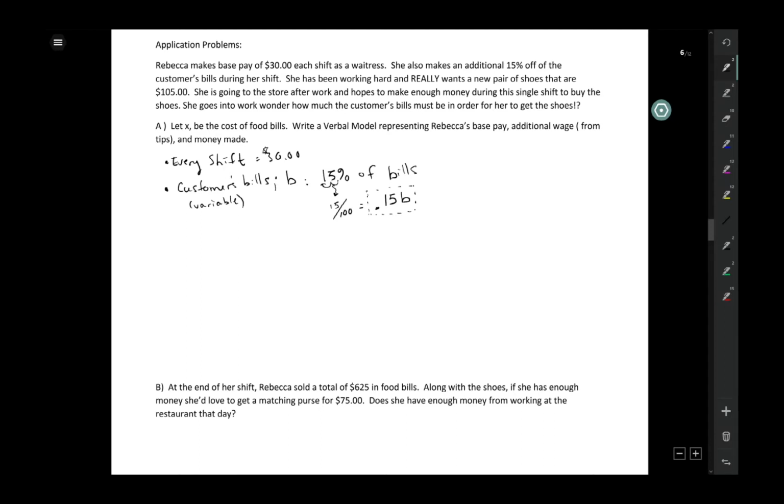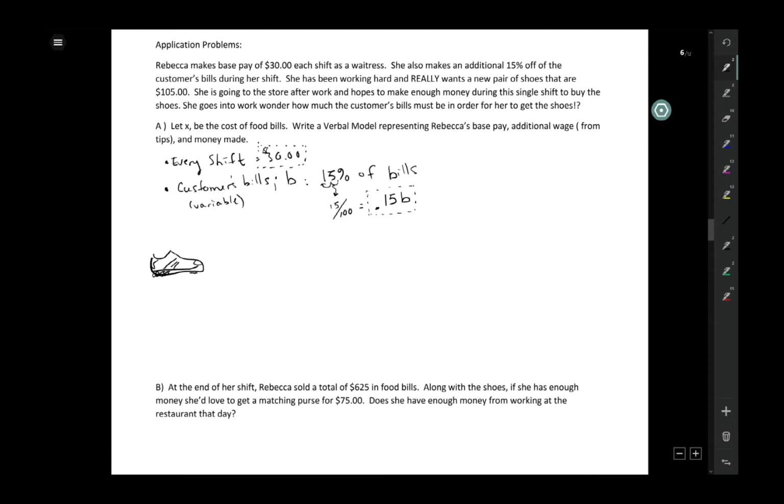Okay, $30 when she gets in the door, 15% of each bill. All right, she has been working hard and really wants a pair of new shoes. Let's draw some new shoes, perhaps. Really wants this pair of new sneakers here. Maybe they're Nike, or no, I'm an Adidas fan. Okay, new shoes. They have the shocks and everything.